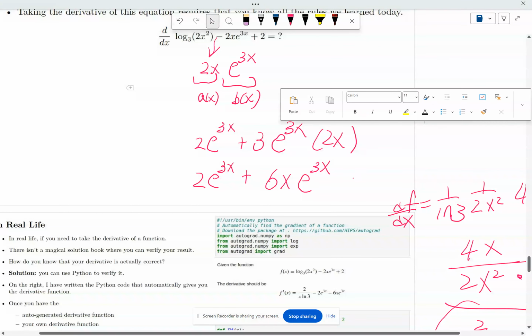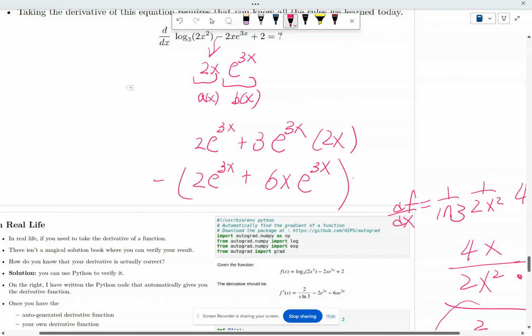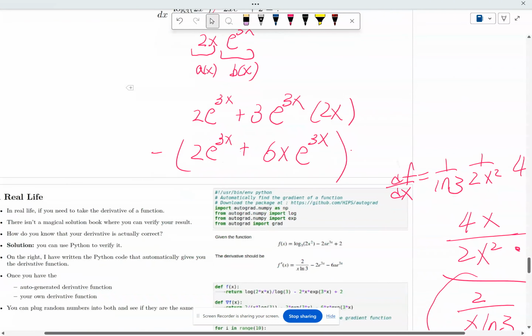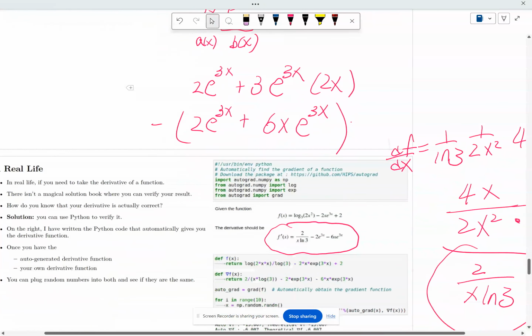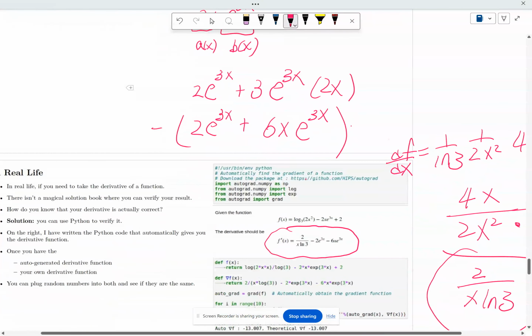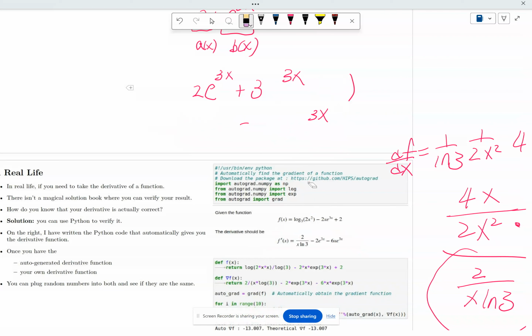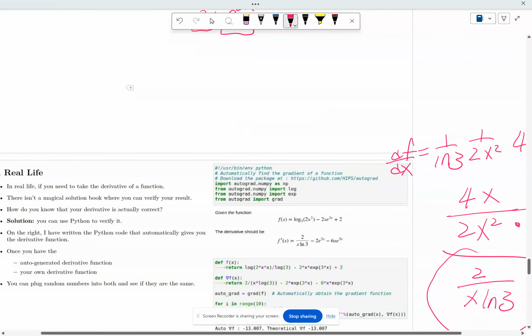Okay, and then there's a minus. That's the derivative of the second part. So in the end, you should get this solution here, okay? Which I think is correct. Yes, it is correct. Okay, so that is how we use the product rule and everything.